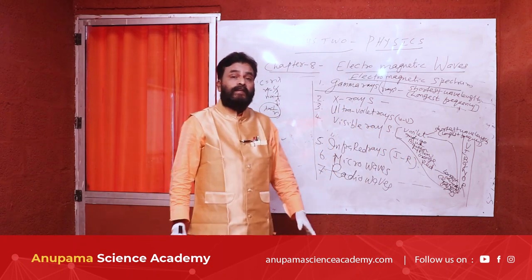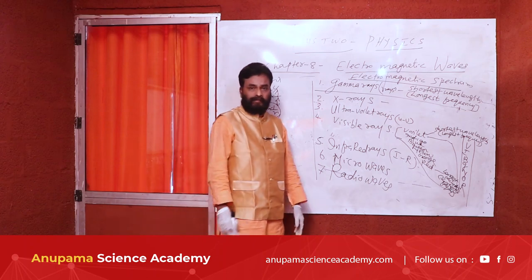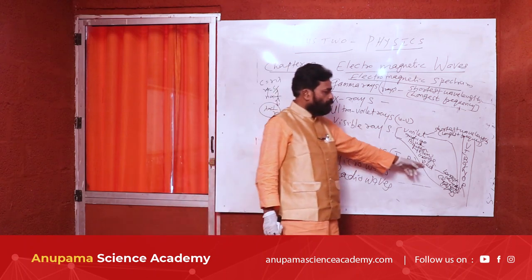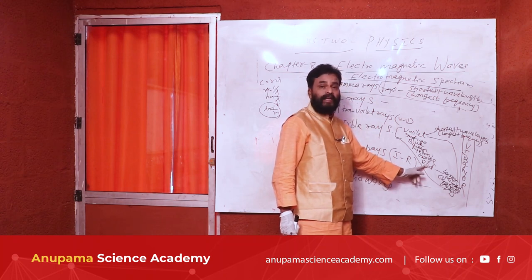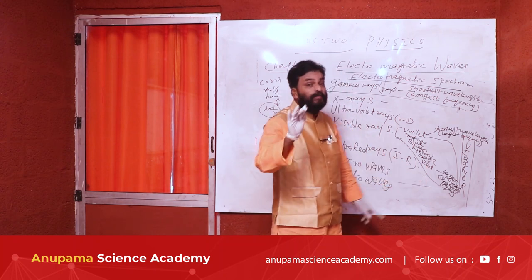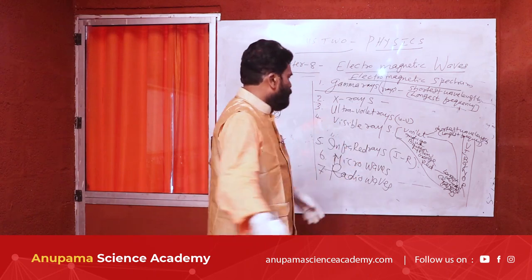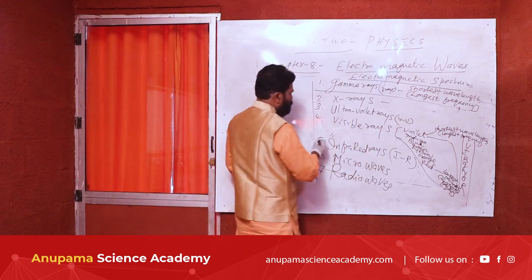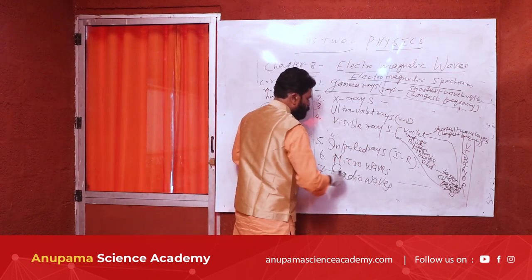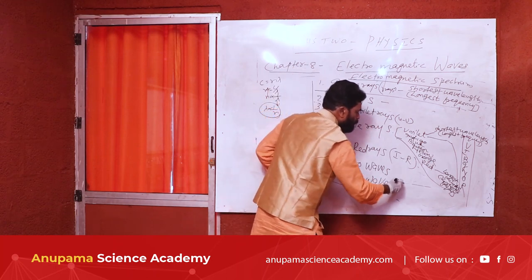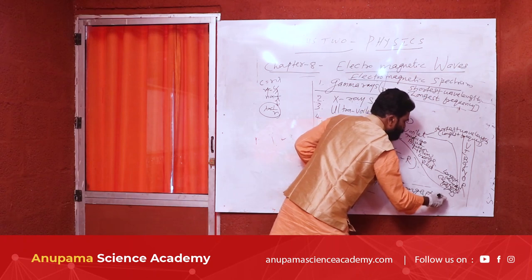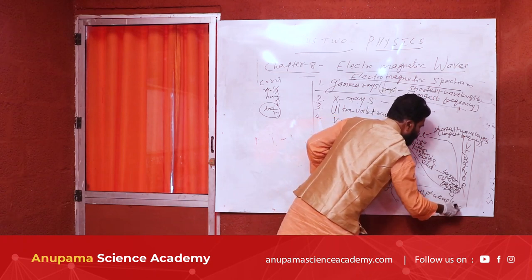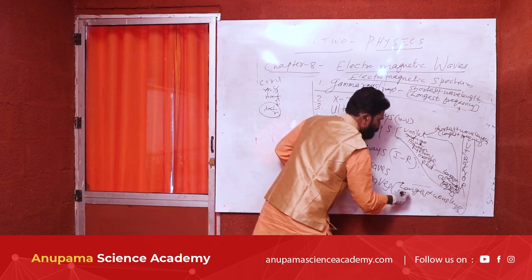So we are using red as a danger signal. Red is used for danger signal because it is the longest wavelength radiation which is visible to human eyes. And infrared rays, that's the fifth one, sixth one microwaves, seventh one radio waves is longest wavelength, means shortest frequency.